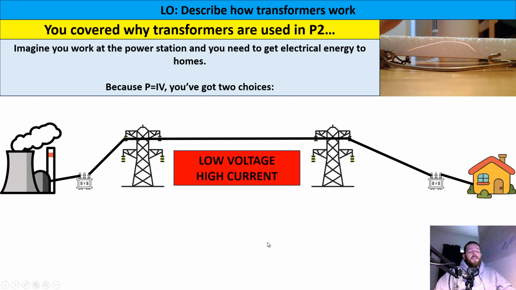So you've got two choices. The first choice is you could send it at low voltage and high current. So I could send it with a voltage that's very, very low, and I could send it with a current that's very, very high.